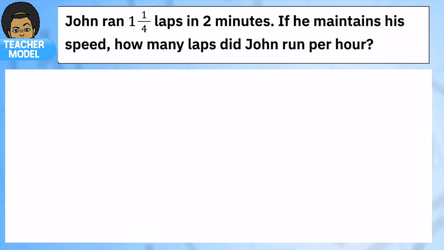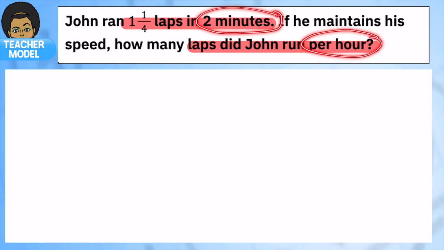Our models today, we're going to look at problems that have one type of quantity, but they're asking us for an answer in another one. So let's look at what this looks like in practice and how we can use what we know to solve the problem. For example, in this one, we have John, and he ran 1 1/4 laps in 2 minutes. However, if he maintains his speed, how many laps did John run per hour? Do you notice how they're telling us time in minutes, but they want our rate in time per hour?